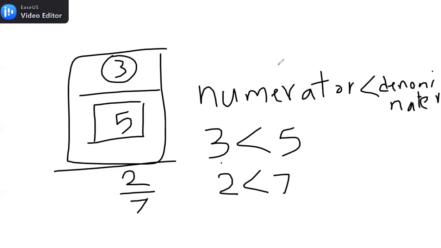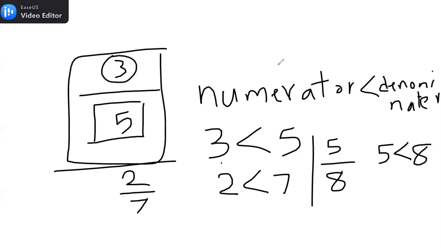5/8. Is it a proper fraction? Yes. Why? Because numerator 5 is less than denominator 8. Excellent. 5 is less than 8. So we can call this a proper fraction.